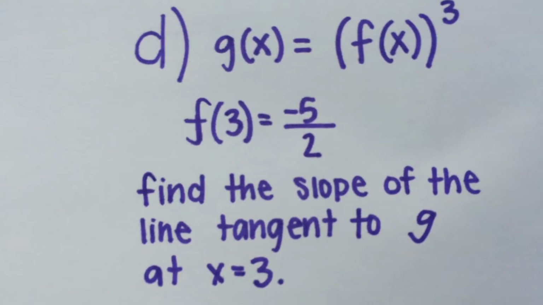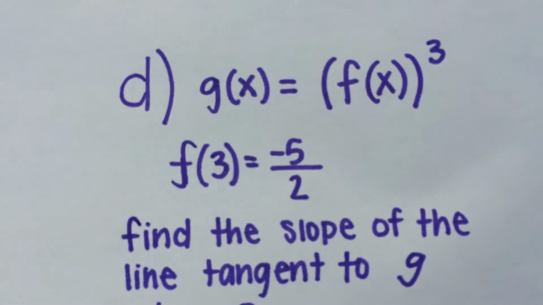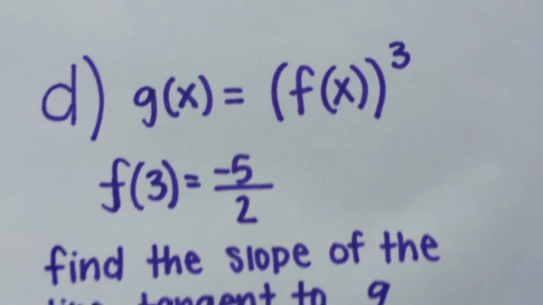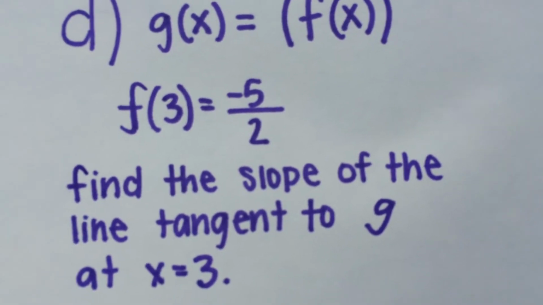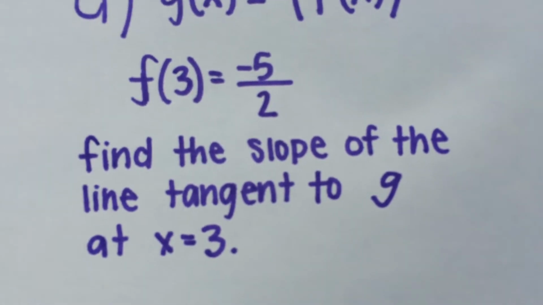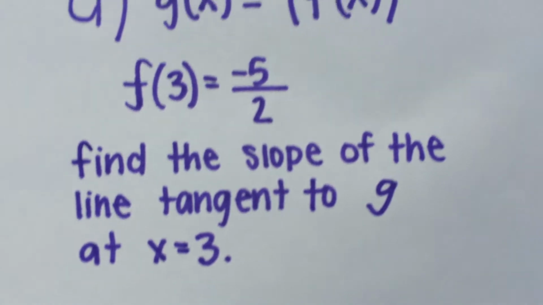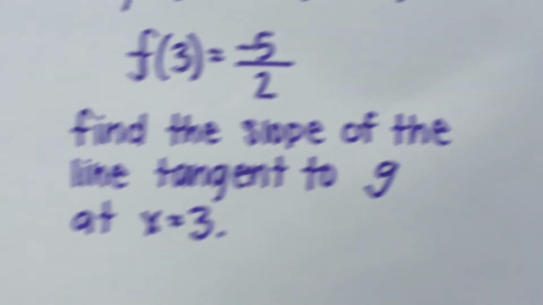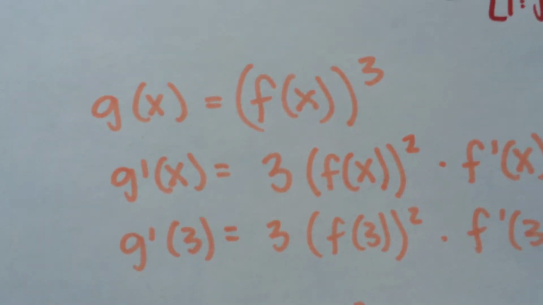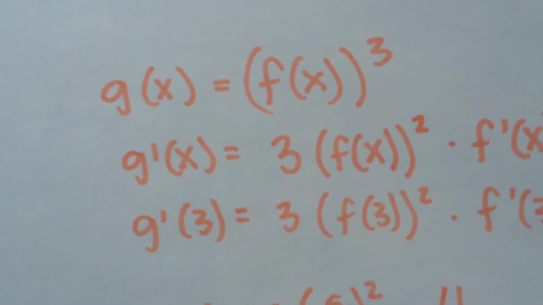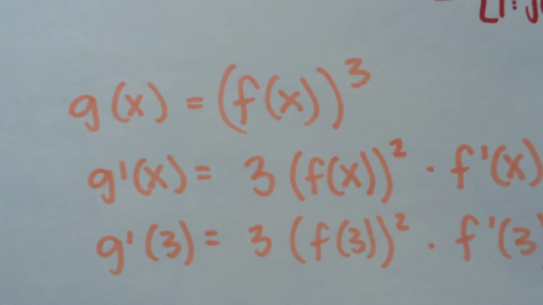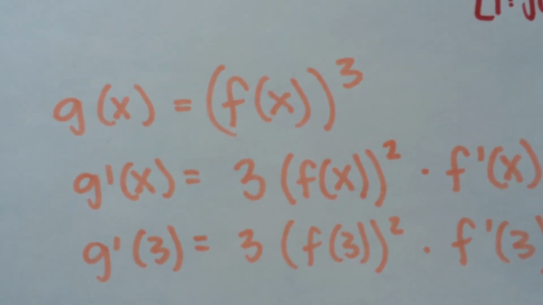Part D gives us additional information that there's another function g of x, which equals f of x cubed, and also gives us that f of 3 equals -5/2, and asks us to find the slope of the line tangent to the graph of g at x equals 3. So first, we need to find the derivative, which is what we're actually looking for. We're looking for g prime of 3. So we know that g of x equals f of x cubed.